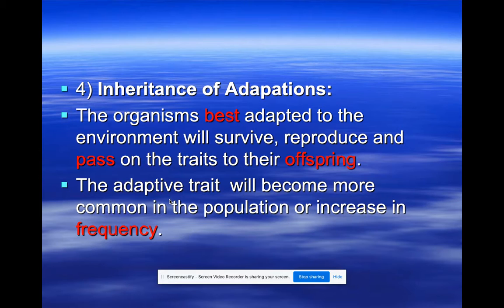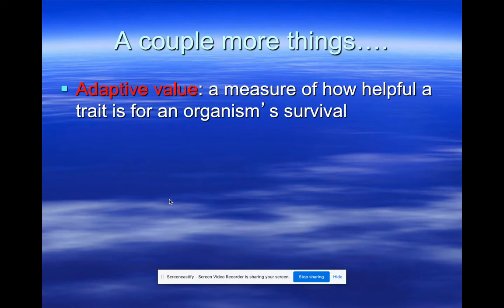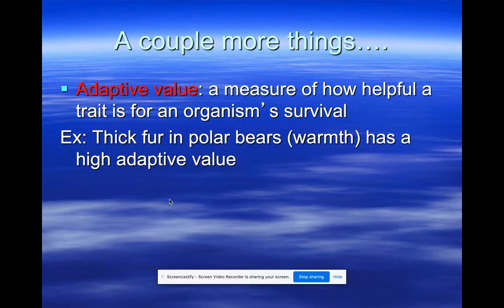Let's give you a human example. Hair on top of your head is a frequent trait. It has a very high frequency in the human race. Again, frequency is how common traits are in a species. A couple more things. Adaptive value is a measure of how helpful a trait is for the organism's survival. If it helps you survive, it's got a high adaptive value. Just some terms that you might see.